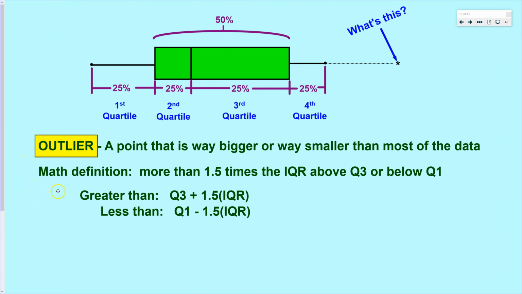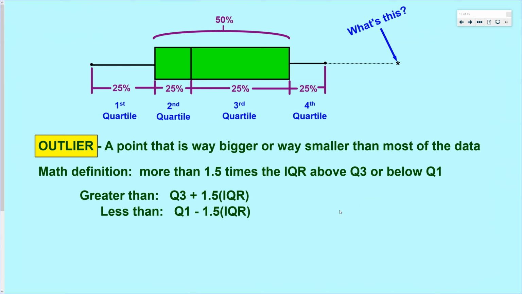But most of the time, you'll see this definition. It has to be 1.5 times the IQR above Q3. So take the distance between that line and that line, multiply it by 1.5, and then tack that on to Q3. So Q3 is right here. If we took that distance times 1.5 and went way out here, anything that's outside of that range would be considered an outlier. That's a really complicated description of what an outlier is.